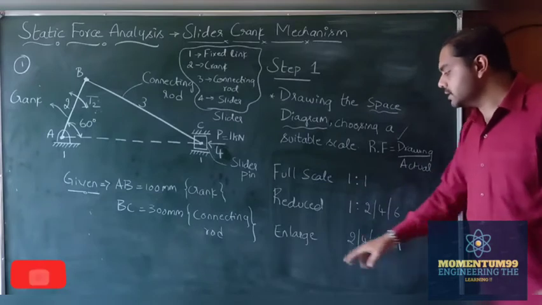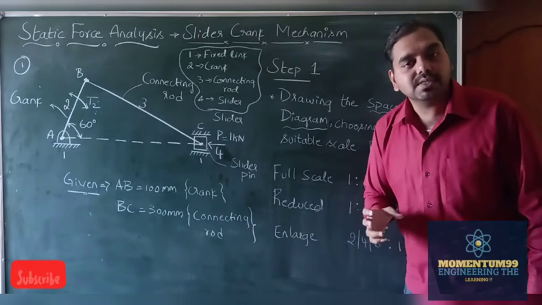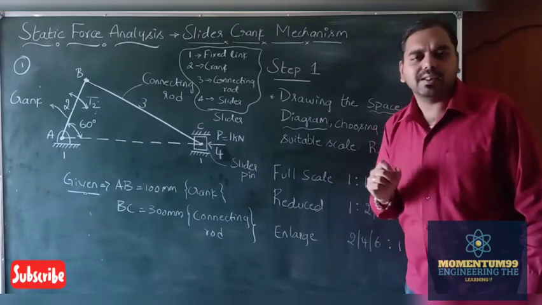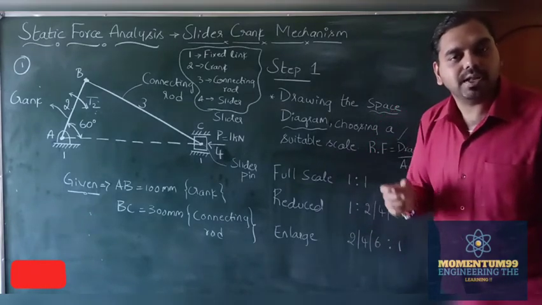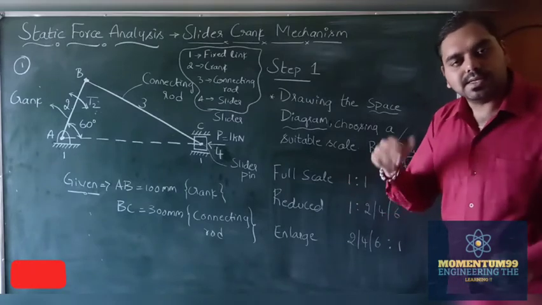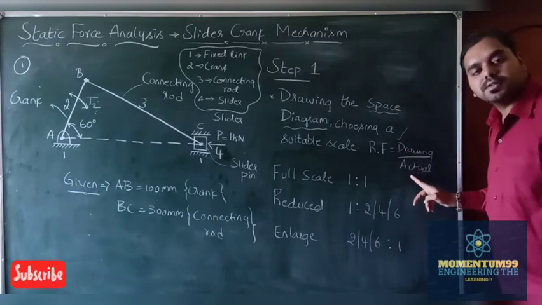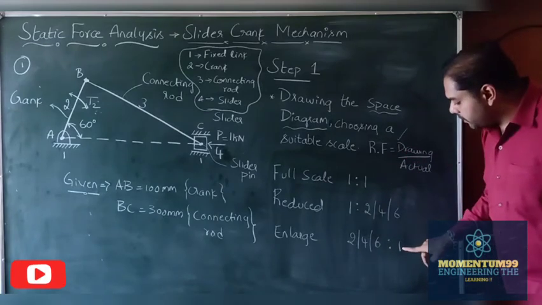And in certain cases, you will be using something called the enlarged scale. Sometimes the problem given will have very small lengths like 5 mm or 6 mm or 10 mm. In such cases, you will be enlarging the size of the diagram. As we have learned in the definition here, it is the drawing size to the actual size of the object. Now, what will be the actual size here?